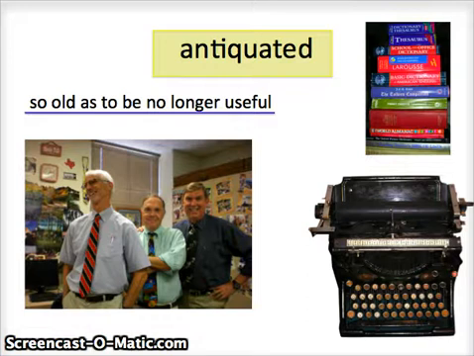So antiquated is an adjective, and let's listen to the sentence from the book. The factory had to replace the antiquated machinery. It was so old they couldn't use it anymore.